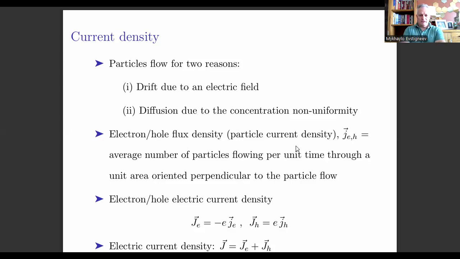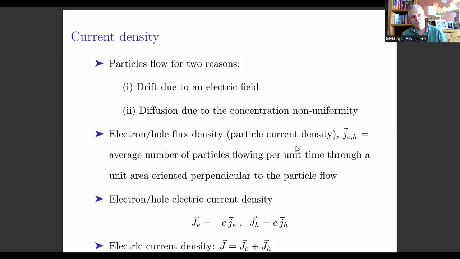All right, so now let us introduce the concept of flux density, current density, and the related concepts. You can talk about the flux density of anything. You can talk about the particle flux density, the energy flux density, the momentum flux density, a particular momentum component flux density, charge flux density, and so forth. So what is flux density?